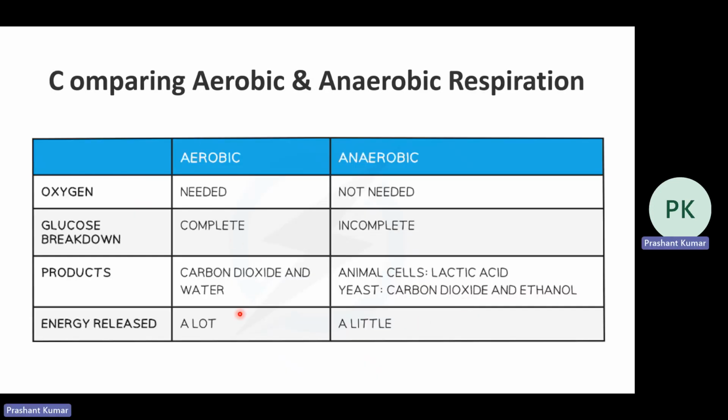If we compare aerobic and anaerobic respiration, let's see it in terms of 4 discrete points. First is oxygen. In aerobic, yes, we need oxygen, and in anaerobic, we don't need it. Glucose breakdown is complete in aerobic, incomplete in anaerobic. Products: in aerobic we get carbon dioxide and water. In anaerobic, in animal cells we get lactic acid, and in yeast we get carbon dioxide and ethanol. Energy release is a larger amount in aerobic, and a lesser amount in anaerobic. So this slide is again very important. And that's it about the topic.